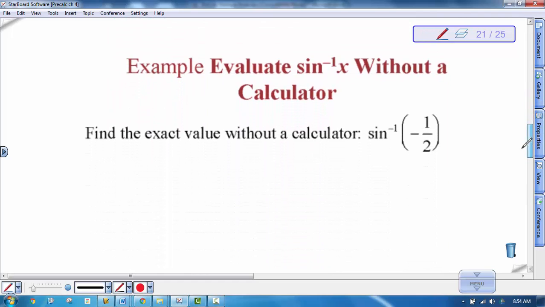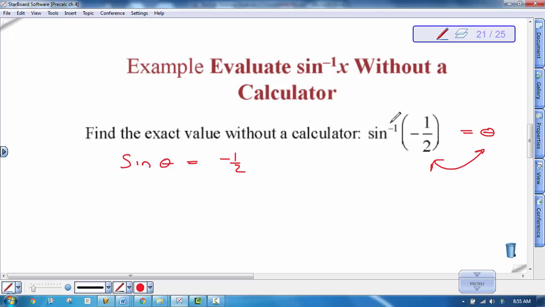Okay, so here's an example of a typical problem we would do, hopefully without a calculator. We want to find the exact value without a calculator of the inverse sine of -1/2. So what I'm going to do is write the sine of some angle equals -1/2, because this is an angle. An inverse sine of some ratio always gives you an angle, because if we take the inverse, we switch the domain and range, they switch these 2 values right here.